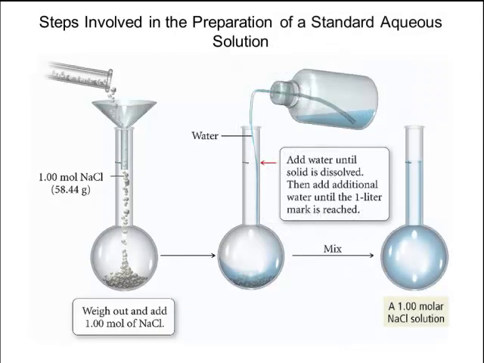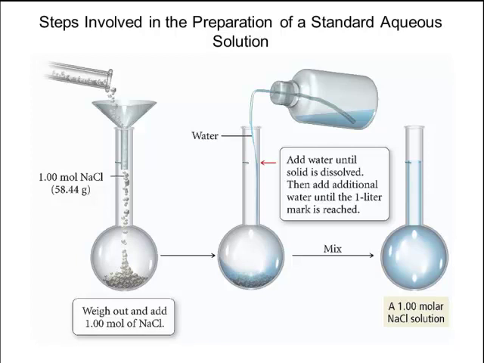We'd start by massing out the 58.44 grams of sodium chloride, and we put that in a 1 liter volumetric flask. We'd add enough water to get the solid to dissolve initially, and then we'd continue to add water until we reach that 1 liter mark on the volumetric flask. Then we ensure it's properly mixed, and we'd end up with our 1 molar sodium chloride solution. Okay, so we're going to take our solid, put some initial water in to dissolve it, and then add the rest of our water to get it up to the final volume we want.